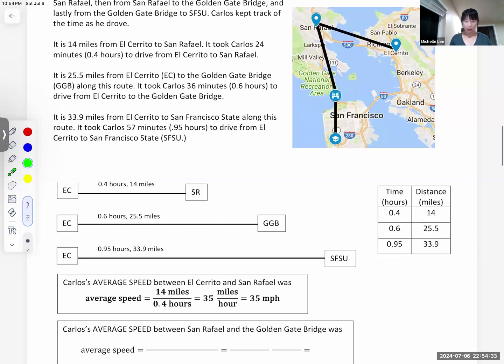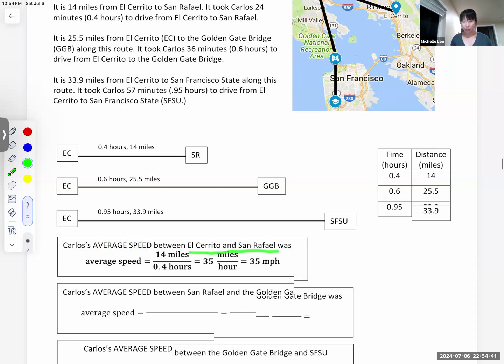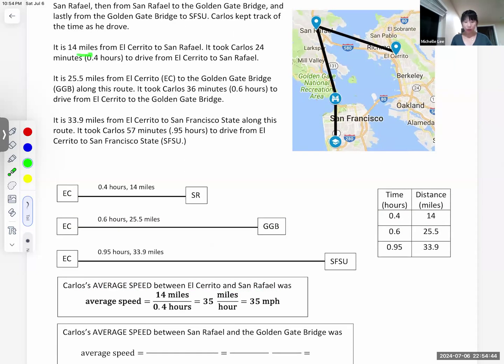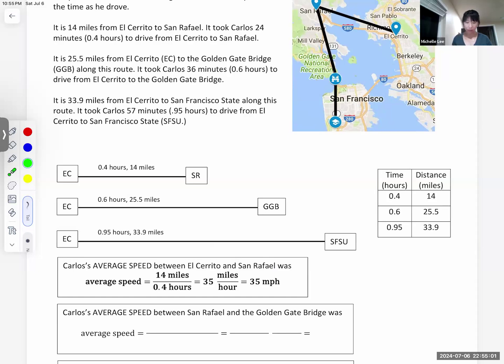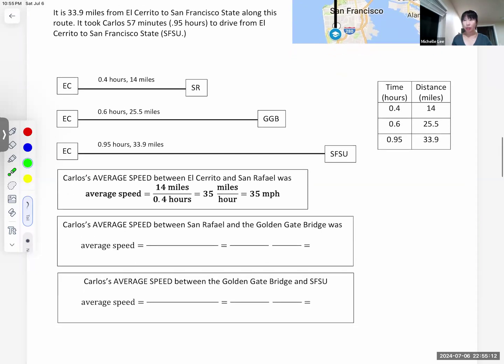Carlos' average speed between El Cerrito and San Rafael was 14 miles per 0.4 hours. If we calculate, that would be 35 miles per hour. Now we need to calculate the average speed between San Rafael and the Golden Gate Bridge.